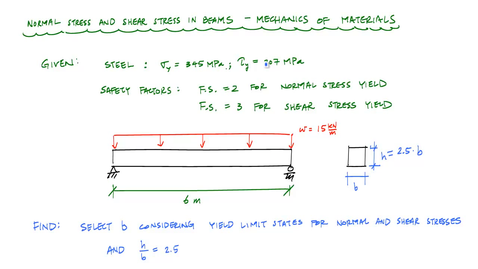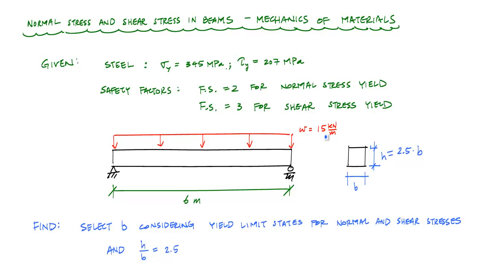We continue our mechanics of materials sequence, and we're going to emphasize normal stress and shear stress in beams, but do it a little bit differently this time. Here we're going to be given material properties for the steel that's going to be used, and what we'd like to do is select the dimensions of this rectangular cross section of a steel beam given a simply supported condition with a uniform distributed load.